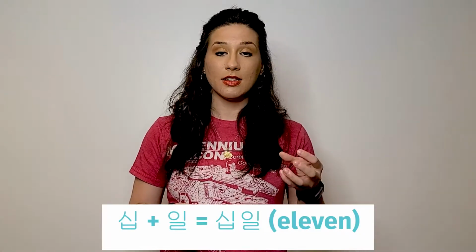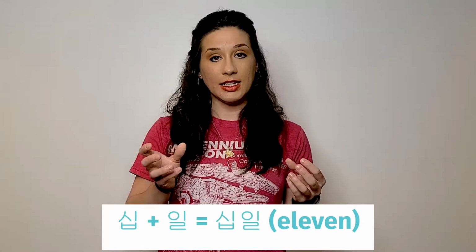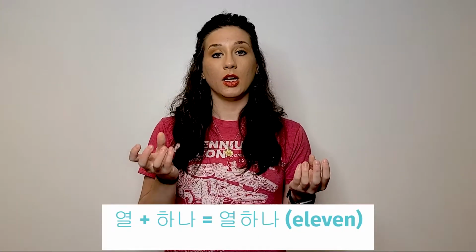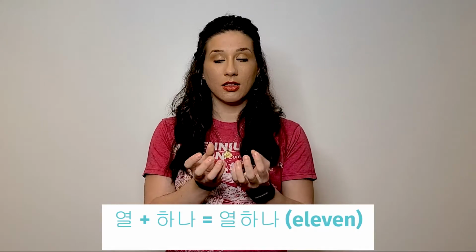Now, what about bigger numbers in Korean? Well, it's actually very easy to start counting bigger numbers because you basically just stack the numbers on top of each other. For instance, if you wanted to say 11 in the Sino-Korean system, it would be 10 plus 1. The same is true for the native Korean system. 10 plus 하나, 1 equals 열하나, 11.